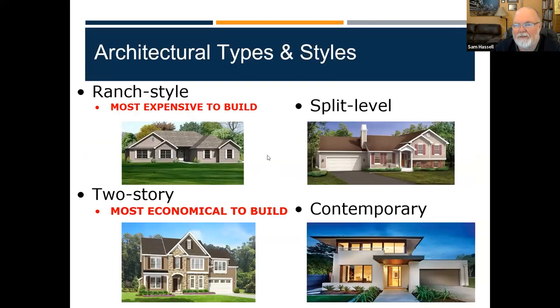A contractor looks at costs. And if he looks at a ranch style house per square foot, a ranch style house is the most expensive to build. He's got to put a footer in there. He's got to put a foundation in there. He's got to put the roof on there. Whether he's going to build bedrooms and whatnot through there. But the most economical to build is what?